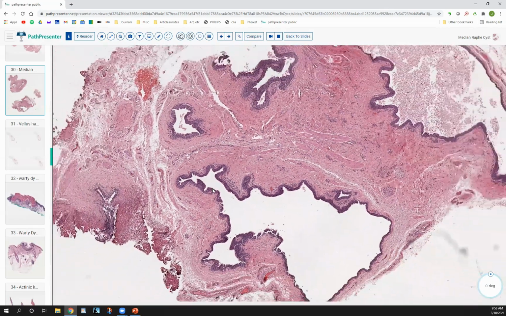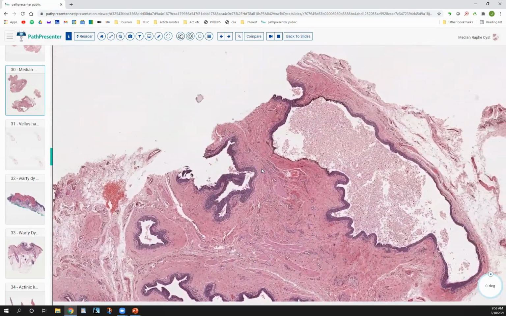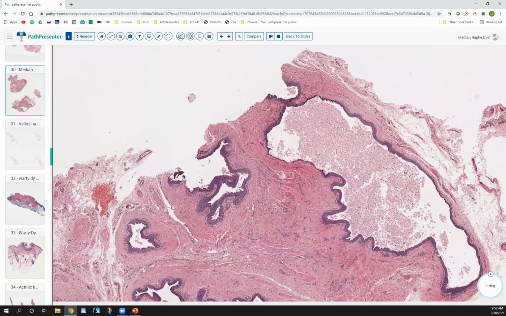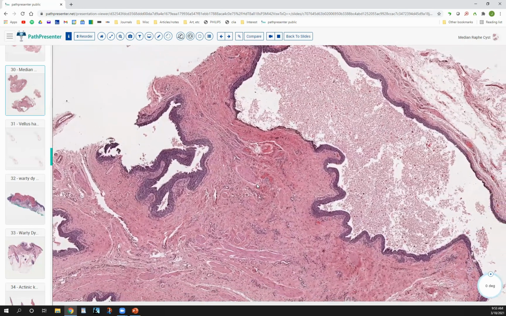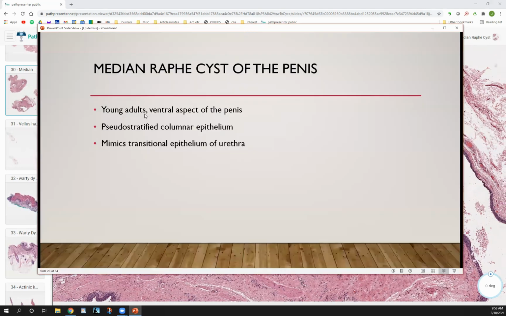And in this case, anatomic location is really going to help you. This is a biopsy from the penis. And a cyst on the penis, you have to think about median raphe cyst of the penis. And you have some notes here. Young adults, on the ventral aspect of the penis, pseudostratified columnar or transitional epithelium. And the transitional epithelium really resembles that of the urogenital tract or the urethra.